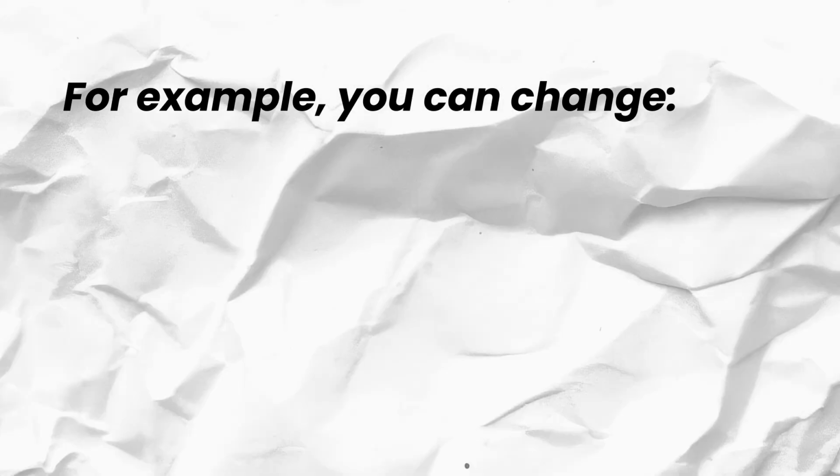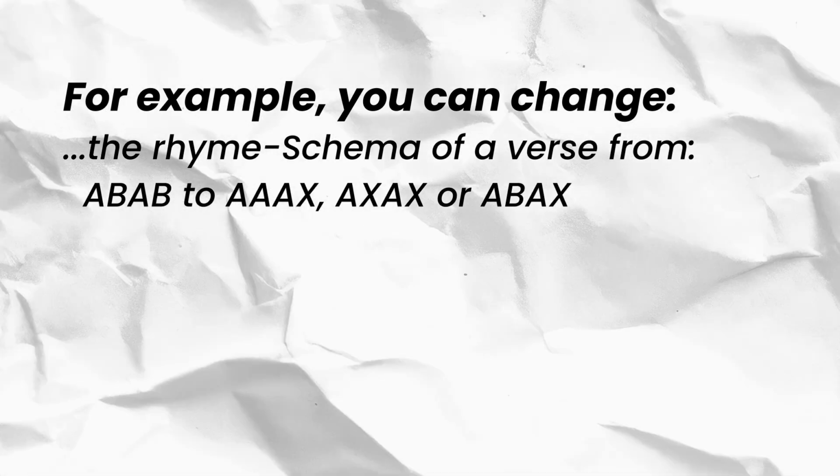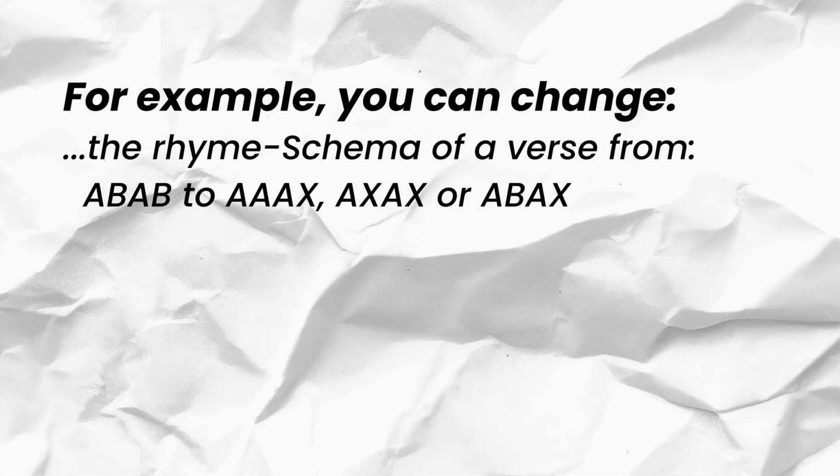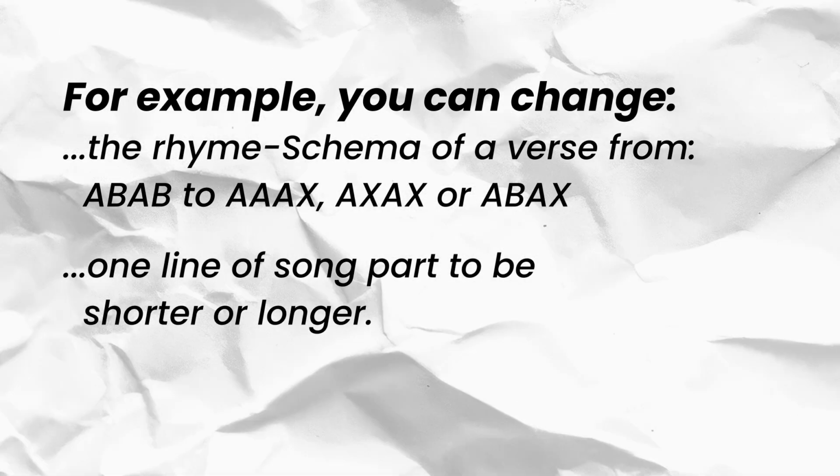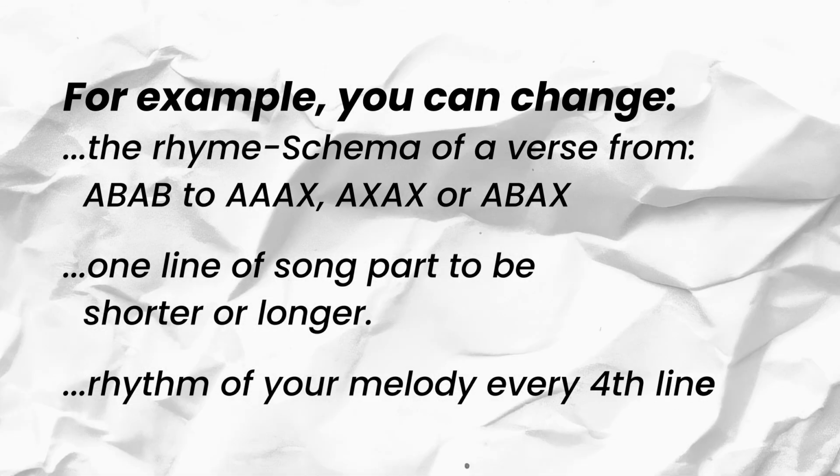For example, you can change the rhyme scheme of the verse from ABAB to AAAX, AXAX, or ABAX. Or you can change one line of the song part to be shorter or longer, or change up the rhythm of your melody every 4th line. A great example for this is the song Cut the Code by Shinedown. Check out the first verse.